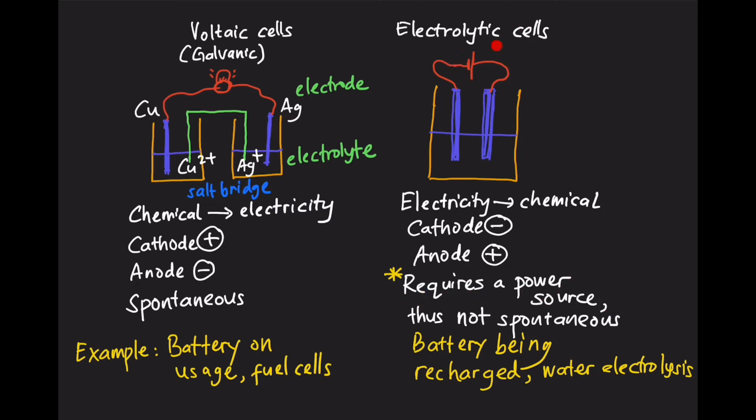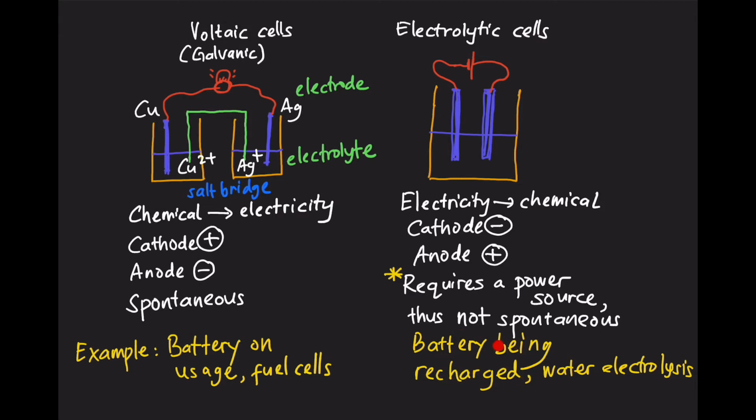As you can see, it is hooked up to a power source. So the reaction normally is not spontaneous, but because it is connected to a power source, you are giving energy to the system so that the reaction will occur and become spontaneous. The example for electrolytic cells is a battery being recharged.